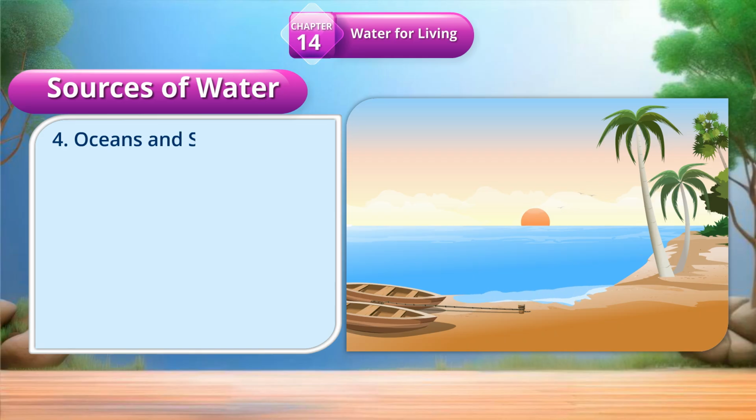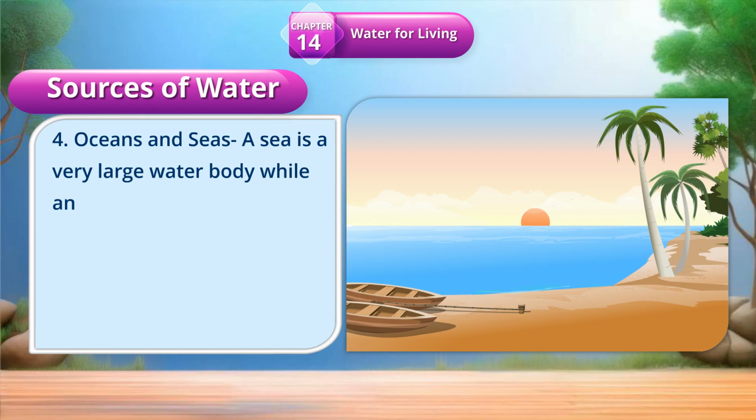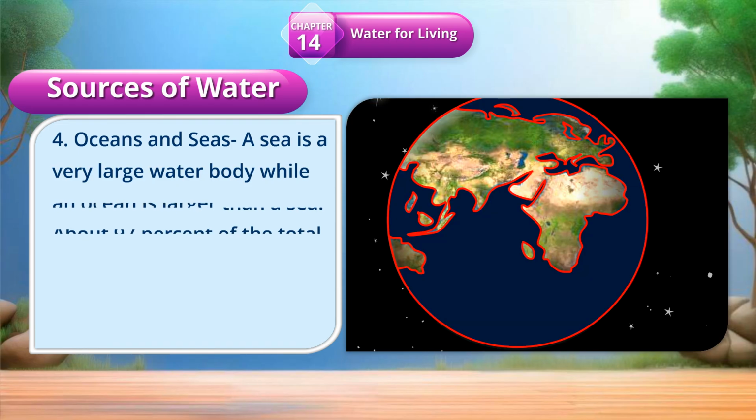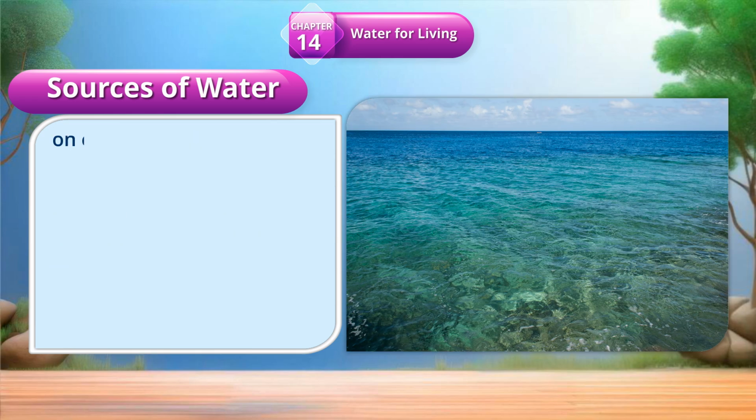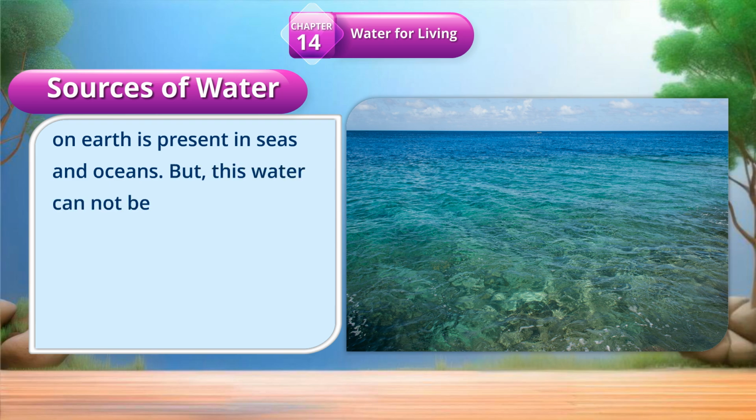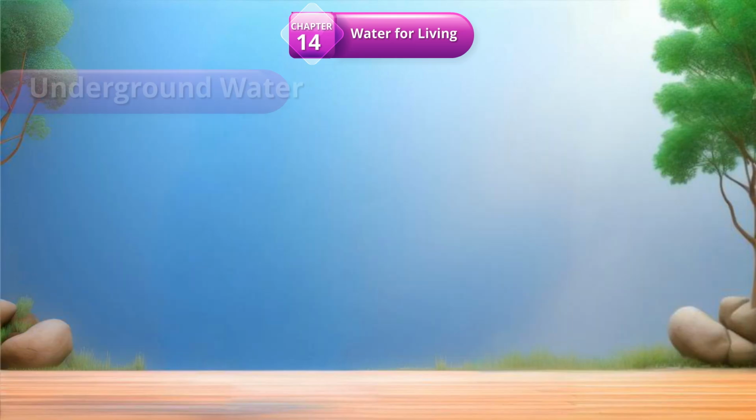4. Oceans and seas. A sea is a very large water body, while an ocean is larger than a sea. About 97% of the total water on Earth is present in seas and oceans. But this water cannot be used for drinking because it is very salty.